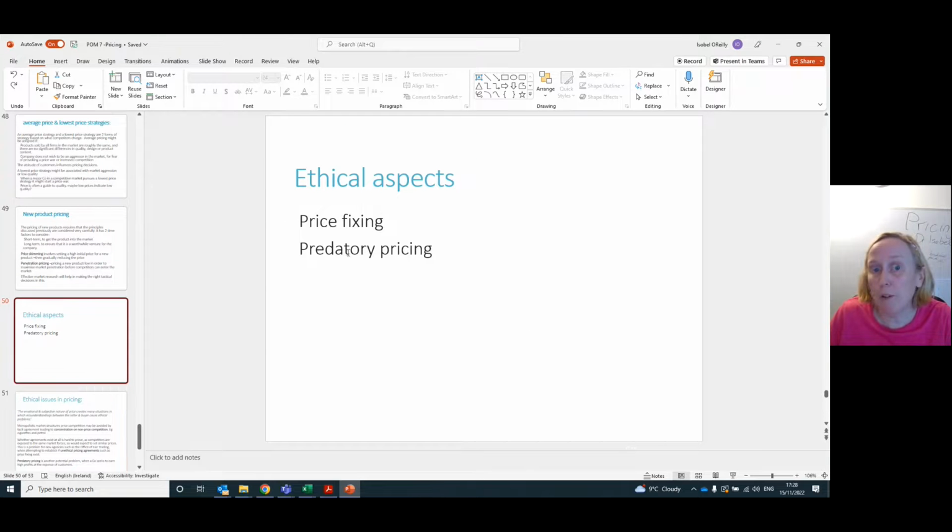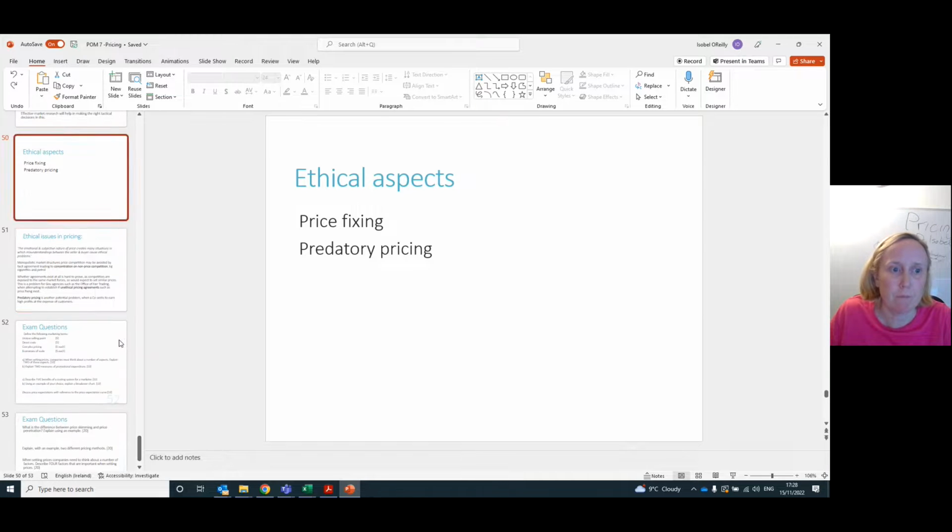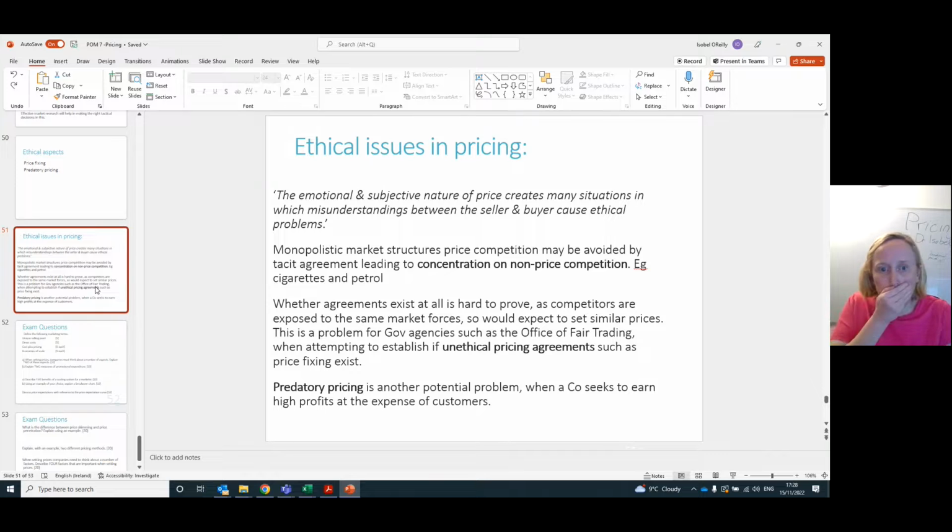And now a final couple of points on price fixing and predatory pricing. So the emotional and subjective nature of price creates many situations in which misunderstandings between the buyer and seller cause ethical problems. Monopolistic market structures, price competition may be avoided by a tacit agreement, leading to concentration on non-price competition.